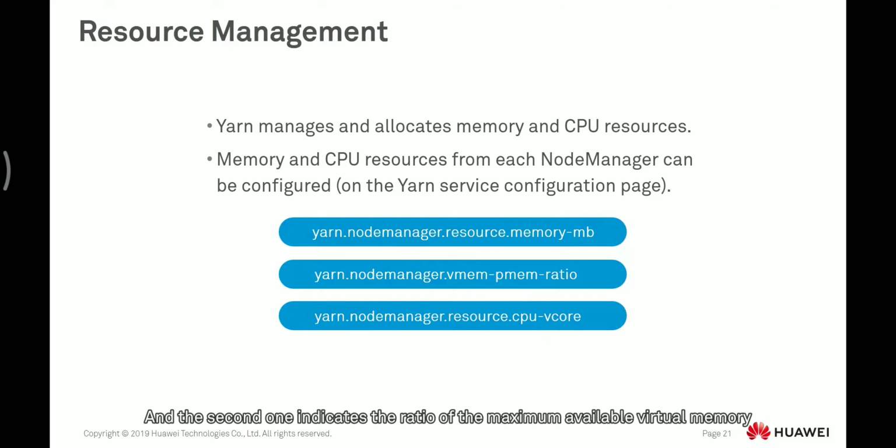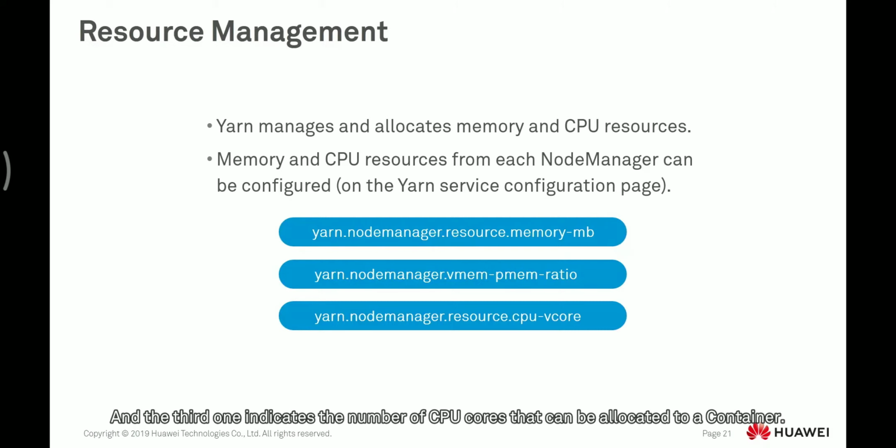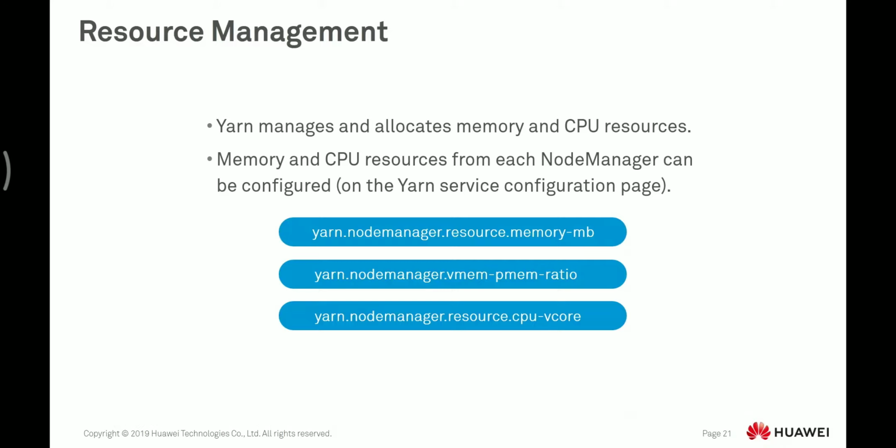And the second one indicates the ratio of the maximum available virtual memory to the physical memory of a container. The assigned container memory usage is specified based on physical memory. The proportion of virtual memory utilization exceeding the assigned value is not allowed to be greater than that ratio. And the third one indicates the number of CPU cores that can be allocated to a container. It's recommended that this parameter value be set to 1.5 to 2 times the number of CPU cores.